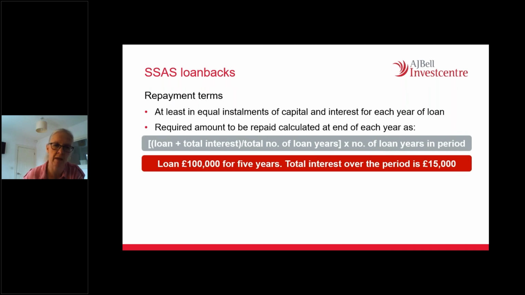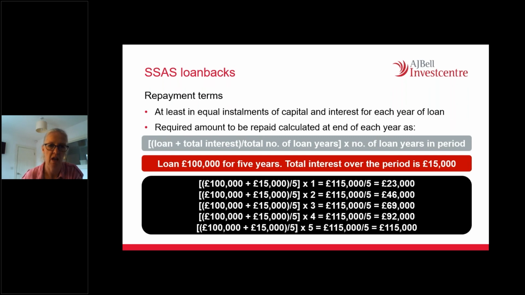If you have a £100,000 loan for 5 years and your total interest was £15,000, then in year 1 you've got your loan plus interest, so 100,000 plus 15,000, divided by 5, which is the total number of loan years, times 1 because we are in the first loan year of the period. Then you have to repay a minimum of £23,000. Second year, the total repayment has to be £46,000. So you could overpay in year 1, pay a bit less in year 2, as long as the total at the end of the 2 years was the £46,000, and so on.